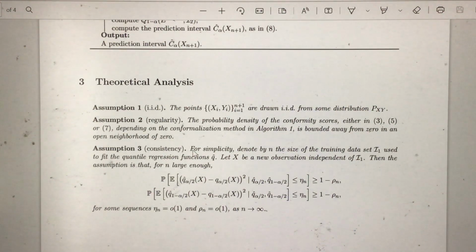The third assumption is consistency. We denote by n the size of the training data set used to fit the quantile regression function Q hat, and let x be the new observation independent of L1. The assumption is that for n large enough, we can get these two equations.